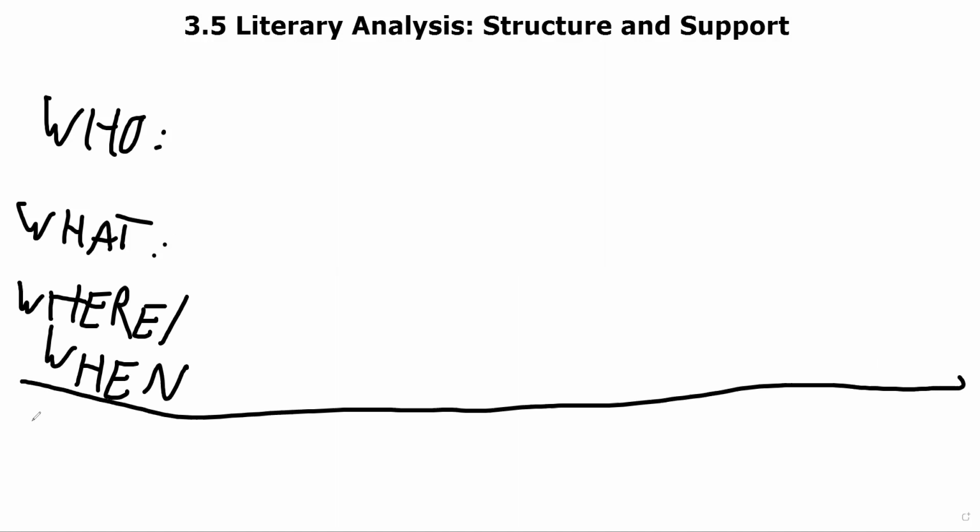And then we want to think about how the story is told. And then we want to think about why the story is told. So the why would be our theme. The how would be things like our style and our figurative language. And then the who, what, where, and when would be our surface level components that we can see just by reading the book.